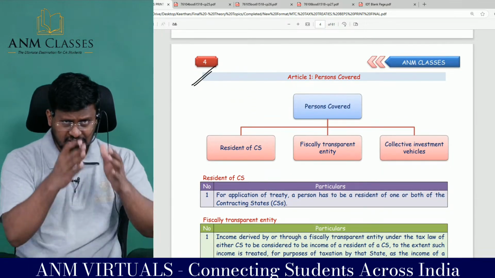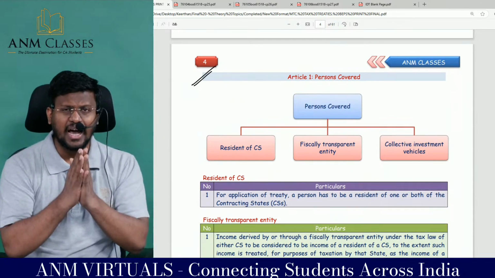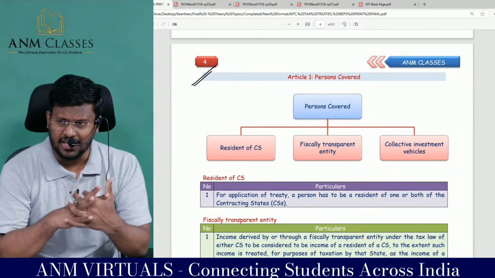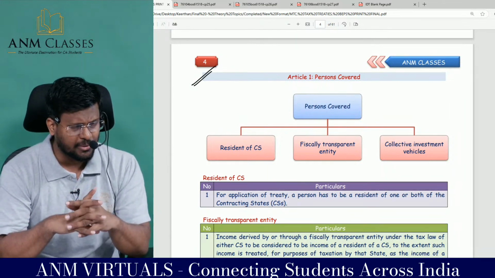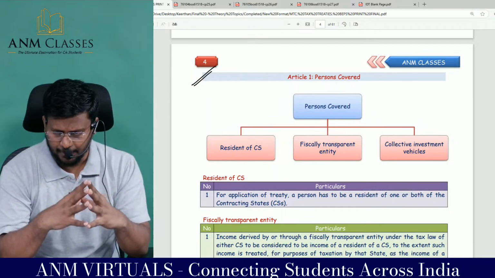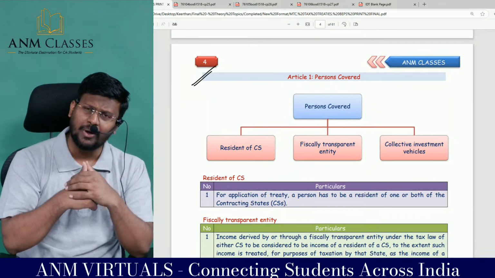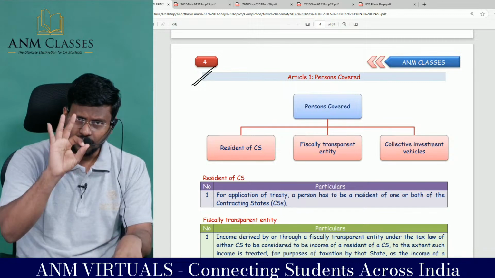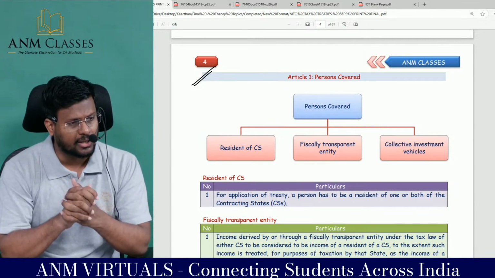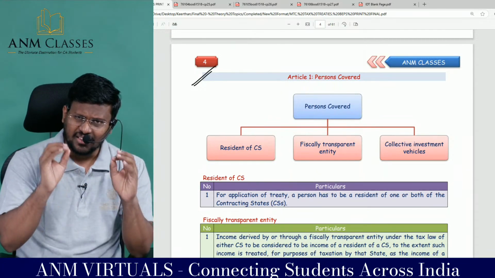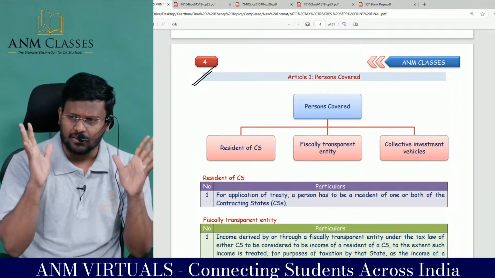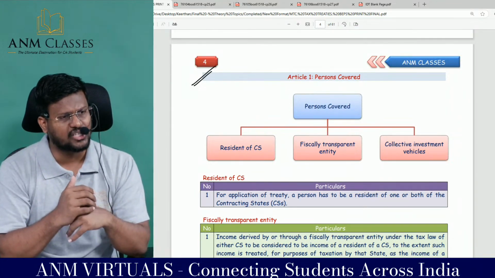Persons covered. Actually, if India and Pakistan are entering into a double taxation avoidance agreement, such an agreement is called the Indo-Pak DTAA. Sir, for whom will that Indo-Pak DTAA be applicable? For 3 people, that Indo-Pak DTAA will be applicable. Other than these 3 people, no one can claim the benefit of the double taxation avoidance agreement.